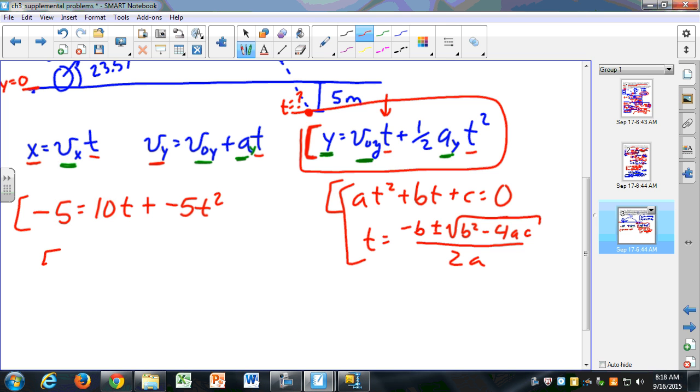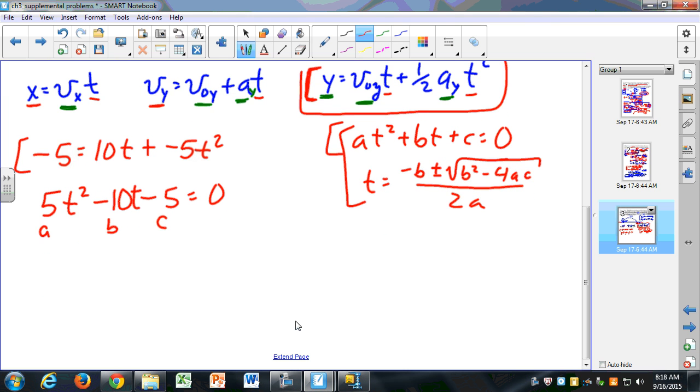So I'm going to write this equation as 5t squared minus 10t, rather, minus 5 equals 0. And then this is my a variable, this is my b variable, and this is my c variable. It's just the coefficients of the t squared, the t, and then the third term in that quadratic function. I can solve for t now.